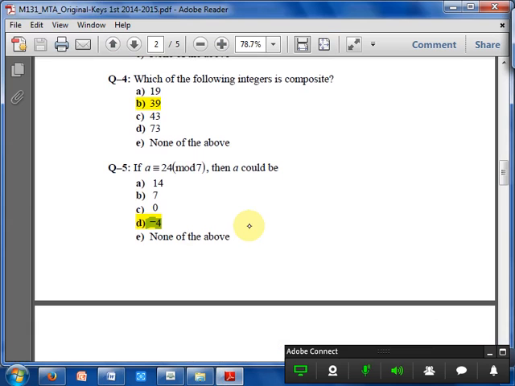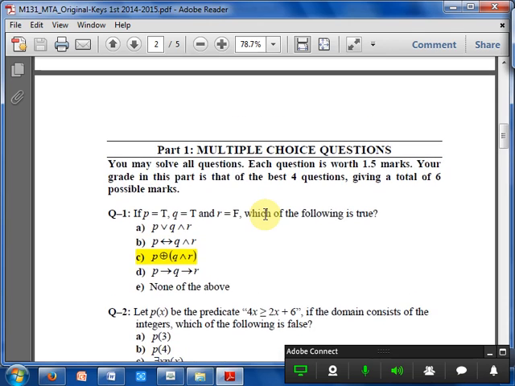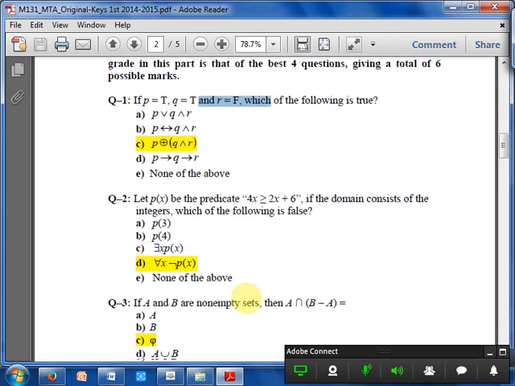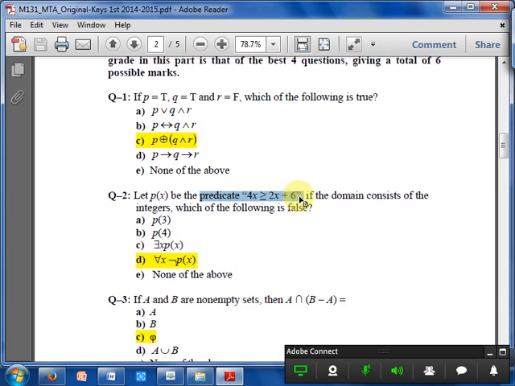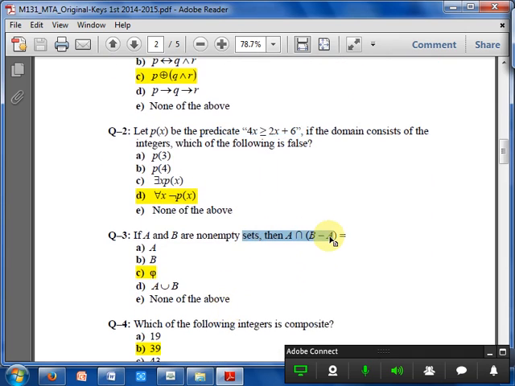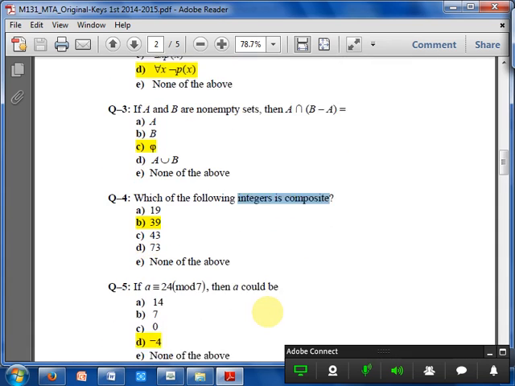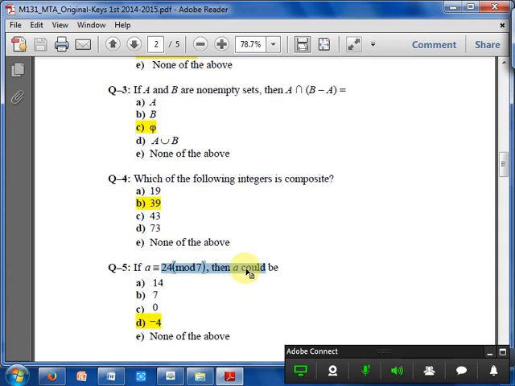So these are the multiple choice questions. In the multiple choice questions, you have questions from true or false, from the predicates, from the logics, and from the integers. These are all from the integers, integer divisions, the last unit, number theory.